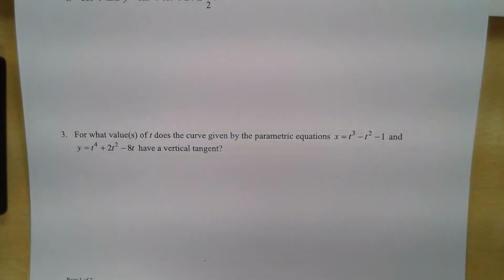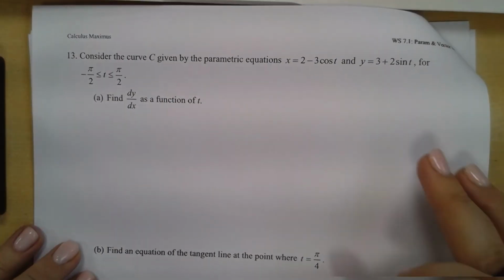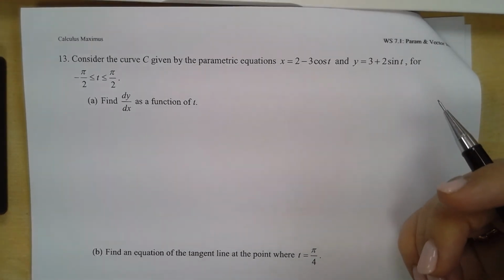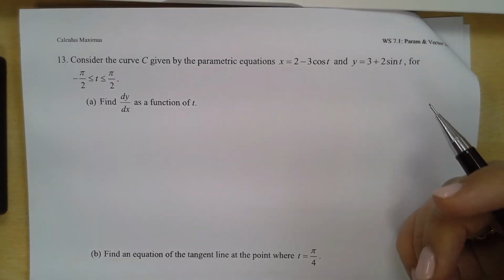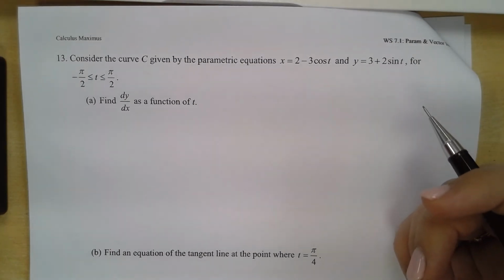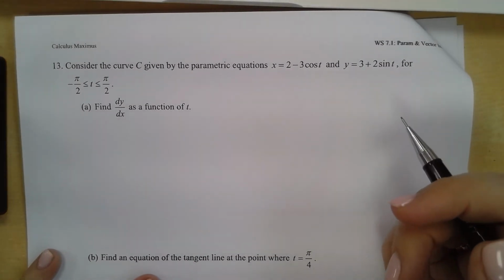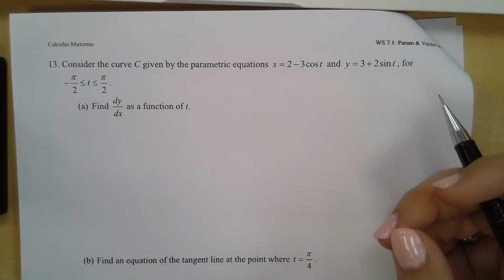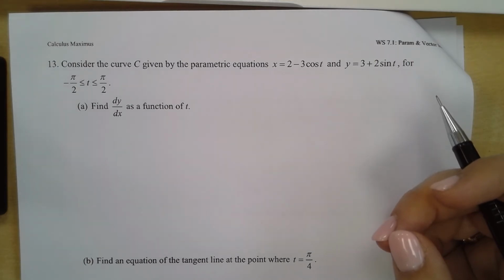Only 2 more pages here, and then I'll be done with this super long video, but that hopefully was helpful at least. 1 more free response, and then we'll do a few multiple choice here. Consider the curve C given by the parametric equations x equals 2 minus 3 cosine t and y equals 3 plus 2 sine t for t from negative pi over 2 to pi over 2.